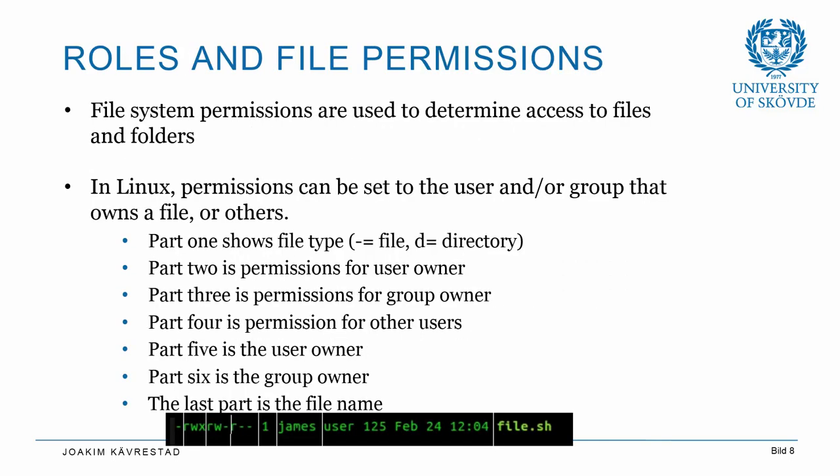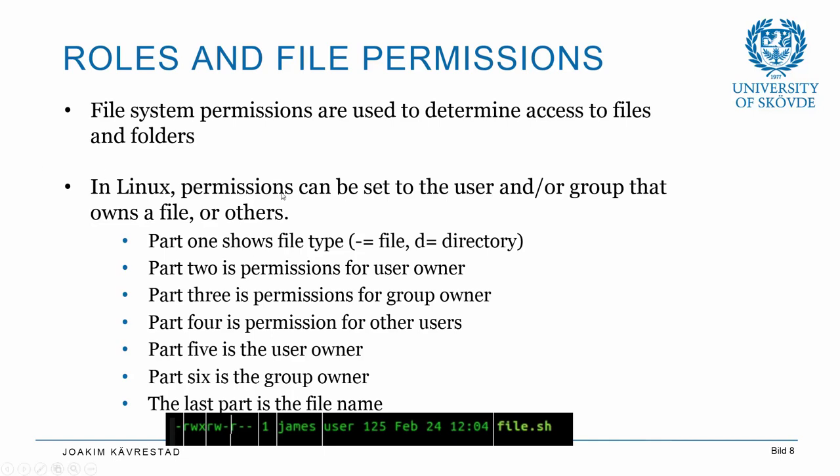Moving on to rules and file permission. So file system permissions are used to determine access to files and folders. And this is of course something we need because in a multi-user system, different users should have access to different things. In Linux, we can set permissions to users and/or groups that own a file, or others. So we can set one type of permission for the user that owns a file, one type of permission for the group that owns a file, and one permission that goes for everyone else.